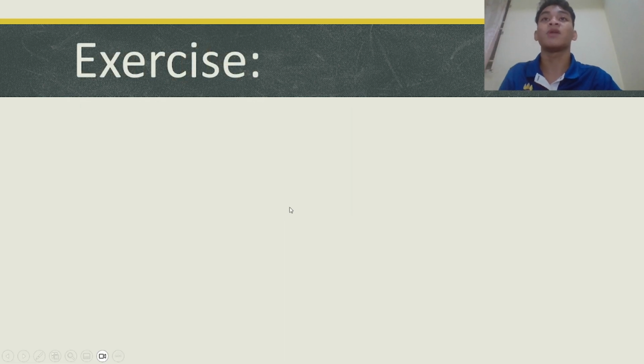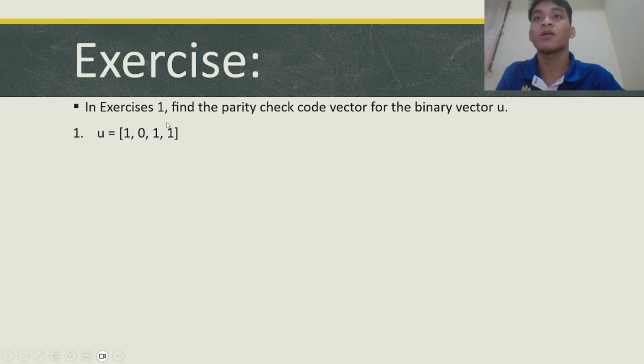And move on to the exercise from the book. Exercise 1 is to find the parity check code vector for the binary vector U. The first one, U equal to 1011. And as you read this exercise, you notice that they want us to find another last check digit, and it is in binary.